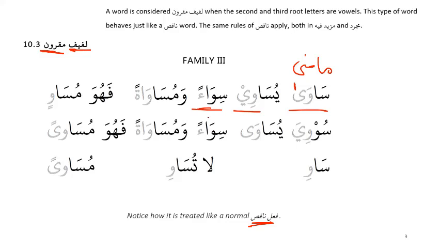Sawa'un alayhim anzartahum am lam tunzirhum. Anzartahum am lam tunzirhum. So sawa'un, la yu'minun. It is the same for them whether you warn them or not. So this word is lafeef maqroon, which means they are together.